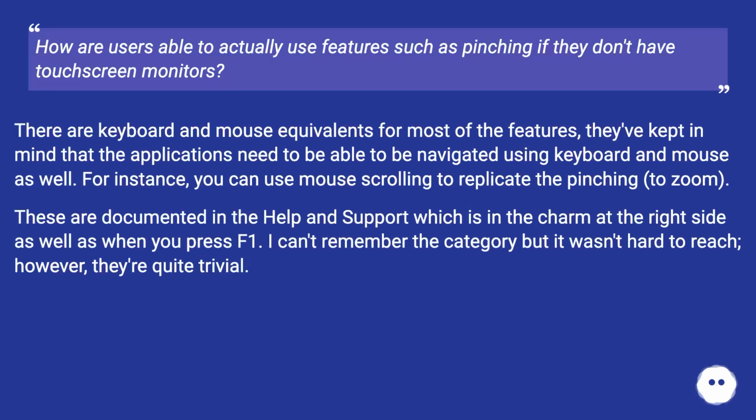How are users able to actually use features such as pinching if they don't have touchscreen monitors? There are keyboard and mouse equivalents for most of the features. They've kept in mind that the applications need to be able to be navigated using keyboard and mouse as well. For instance, you can use mouse scrolling to replicate the pinching, to zoom. These are documented in the help and support, which is in the charm at the right side, as well as when you press F1. I can't remember the category, but it wasn't hard to reach. However, they're quite trivial.